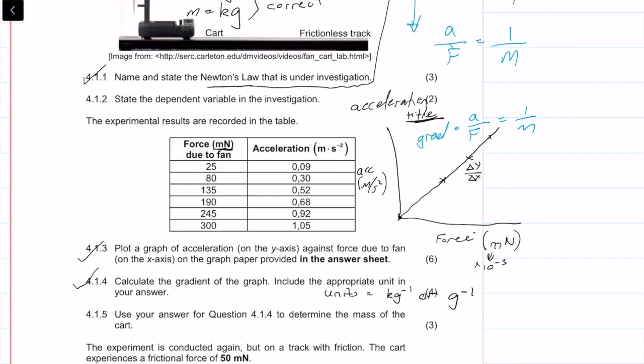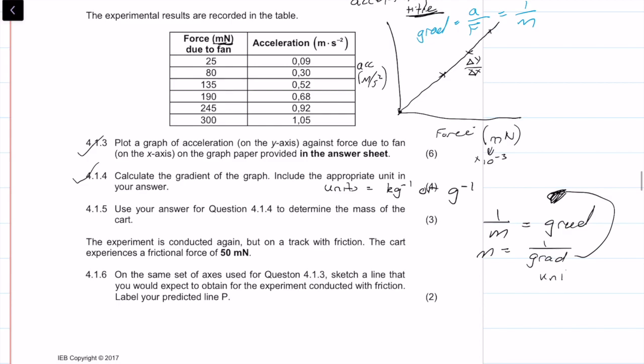Then use your answer from the previous question to determine the mass of the cart. So 1 over mass is equal to our gradient. To get the mass, it would be equal to 1 over the value that we calculated before, which is our gradient. And that would have units of kilograms or grams.